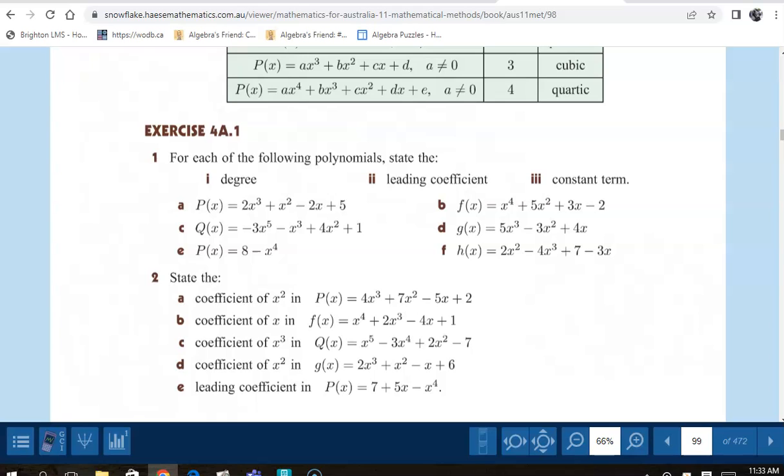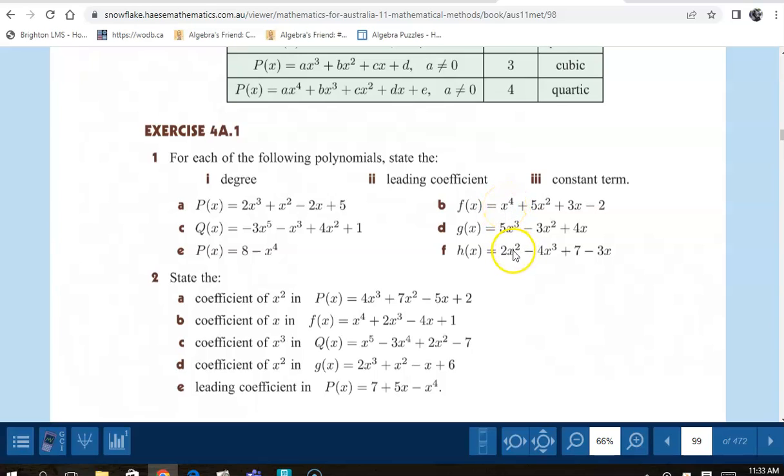So for each of the following polynomials, state the degree. So what's the degree of this? Degree 3. It's a cubic, we say degree 3. It's just the highest one. Highest one, 4. Degree 4.